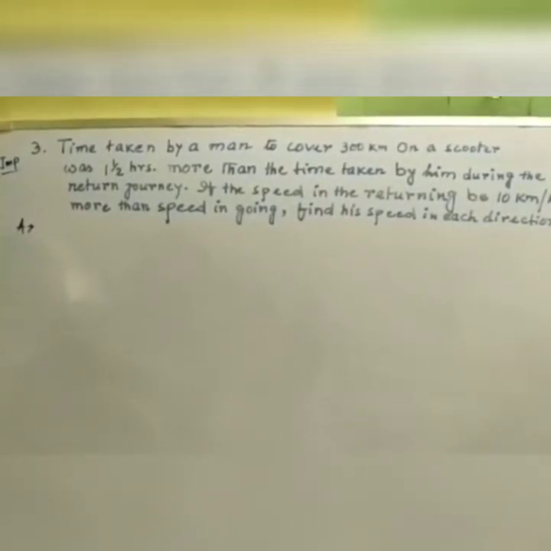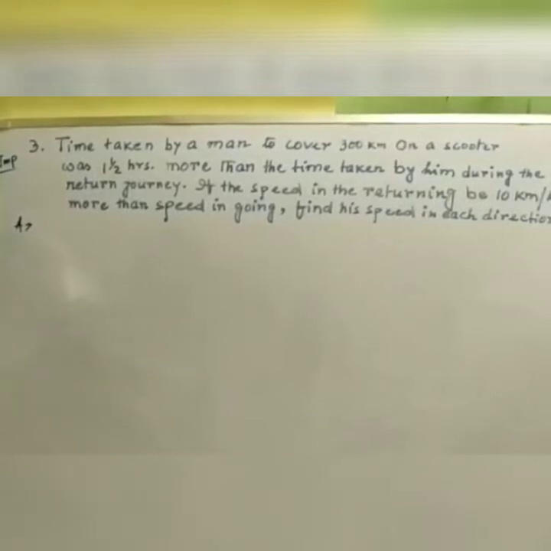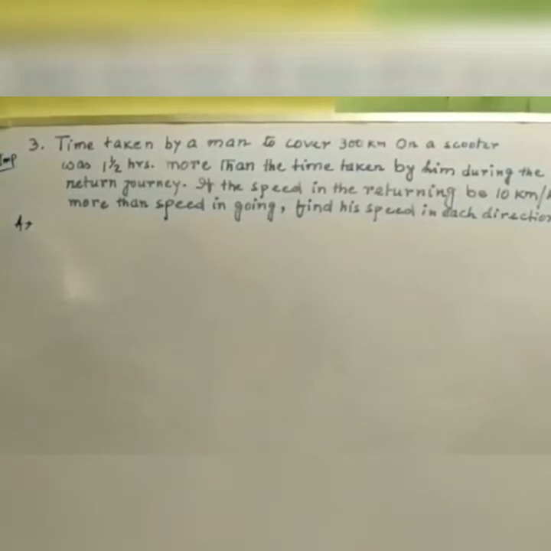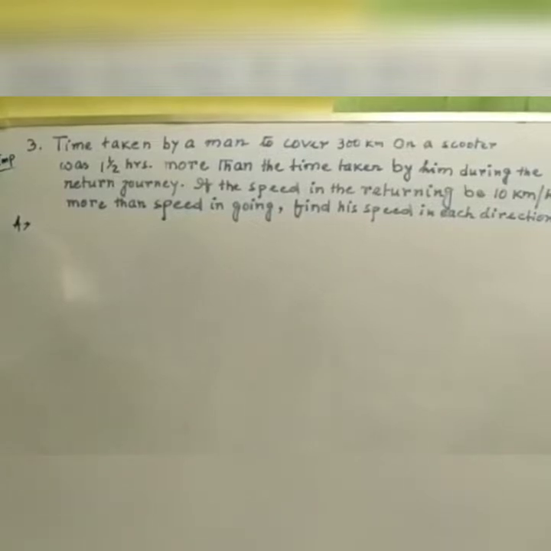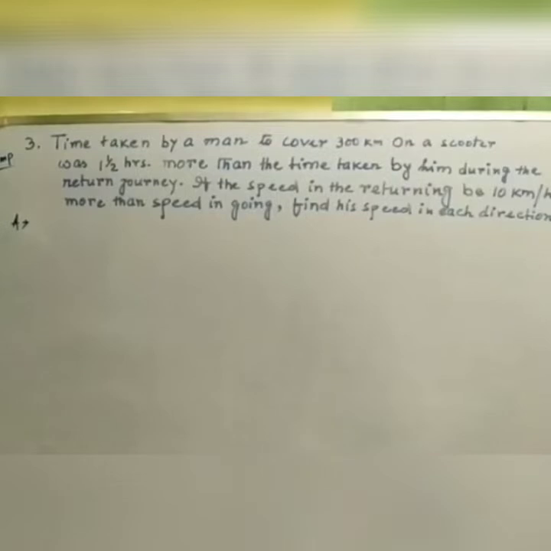Here it is given that the time taken by a man to cover 300 km on a scooter was 1.5 hours more than the time taken by him during the return journey. If the speed in the return journey be 10 km per hour more than the speed in going, find his speed in each direction. So that means you need to find the going speed and the returning speed. Here it is given that the returning speed is 10 km per hour more than the going speed, so we will take the going speed as x km per hour.